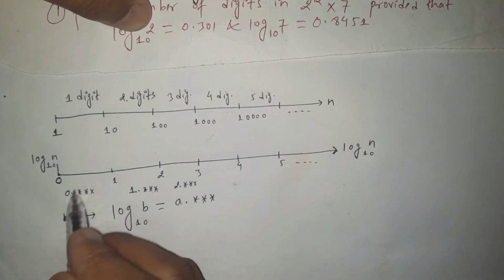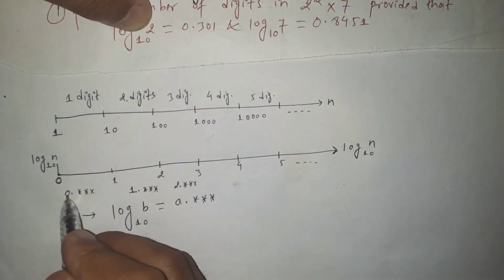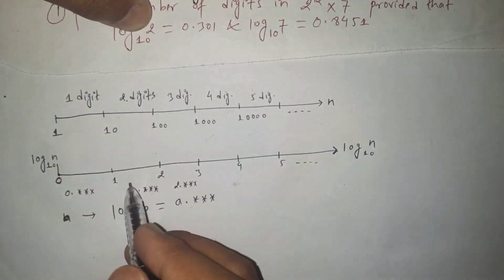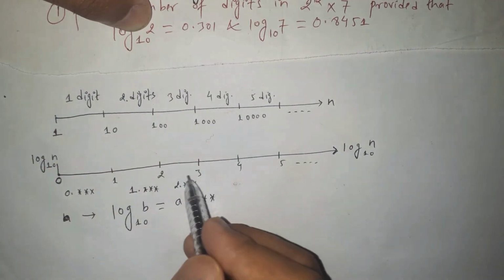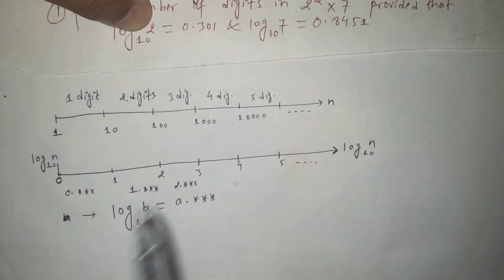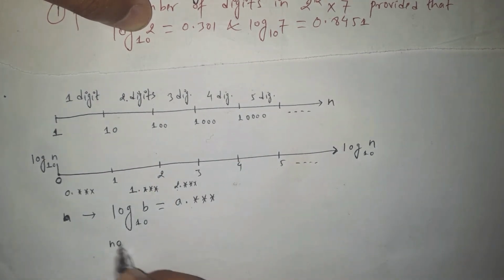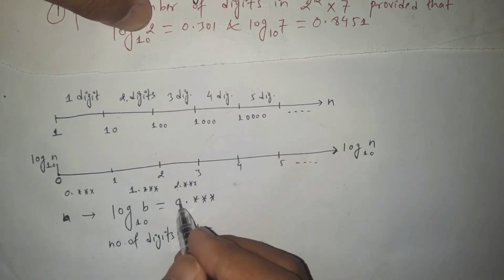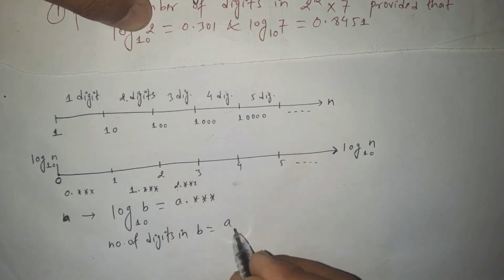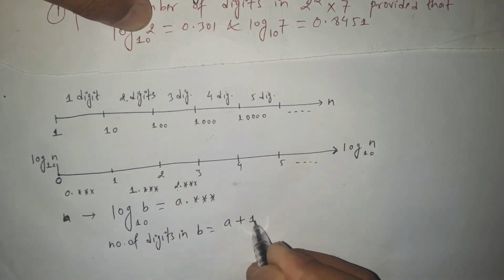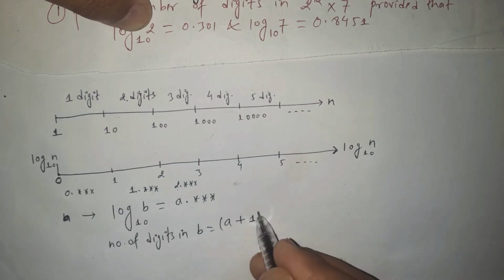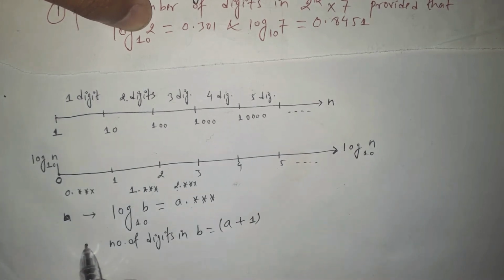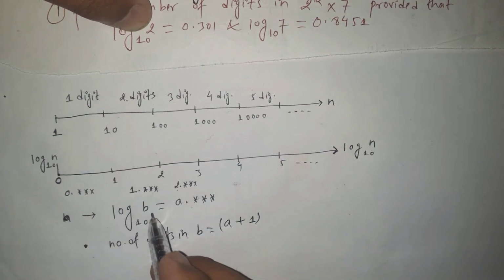Here, for 0 point something, if we add 0 plus 1, we get 1 digit. If we add 1 plus 1, then 2 digits. If we add 2 plus 1, then 3 digits. Then the pattern is: the number of digits in the number b is the number before the decimal, a, plus 1.